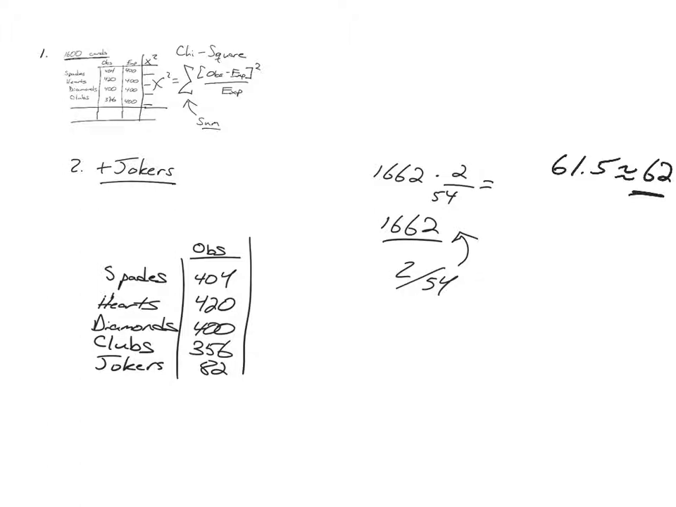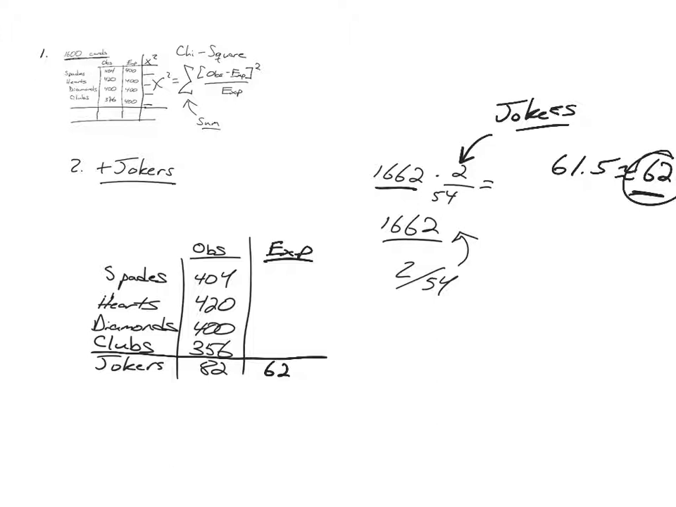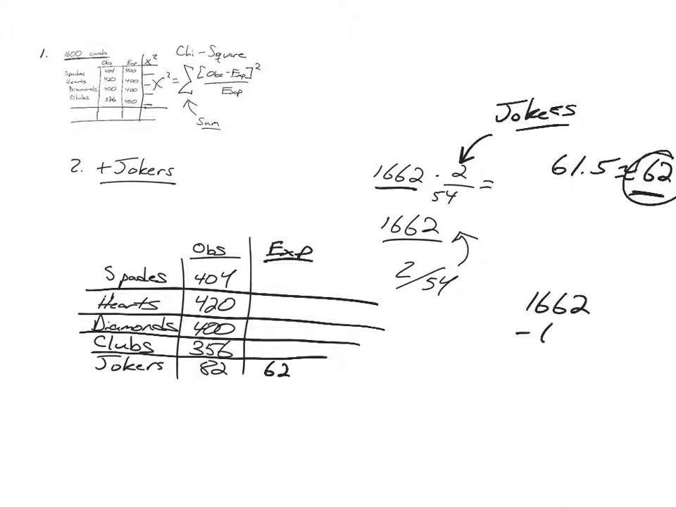So I expect to see 62, because this is how many jokers I expect. I expect to see 2 jokers every 54 cards, right? And if I have 1662, then I expect 62 jokers in the deck. So my expected value for jokers is 62. What about the rest of these? What do I expect now for all the rest? Well, what's 1662 minus 62? 1600. And what do I do with that 1600? Divided by 4. And so it's 400.